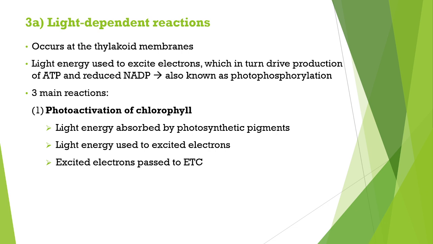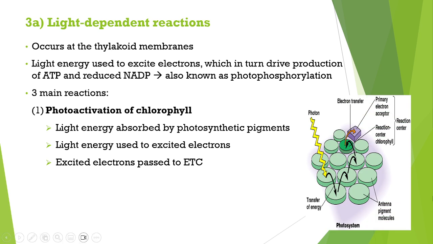We have the photoactivation of chlorophyll. That's when the light energy is absorbed by the photosynthetic pigments. The light energy is then passed to the special chlorophyll at the reaction center. So the special chlorophyll will then use the light energy that is passed to it to excite electrons. The excited electrons will then be passed to the electron transport chain. So that is photoactivation of chlorophyll.